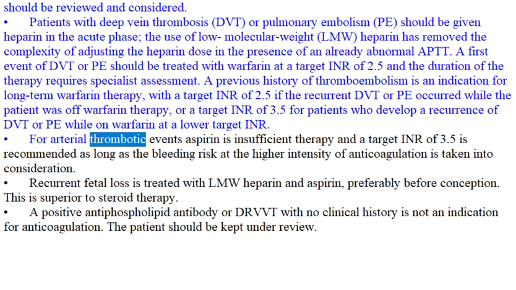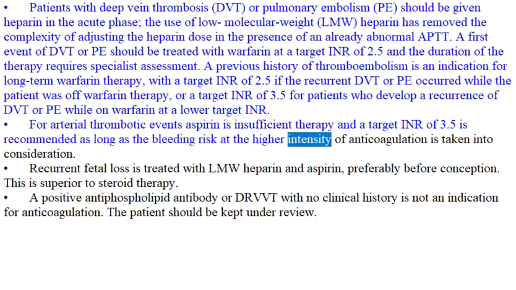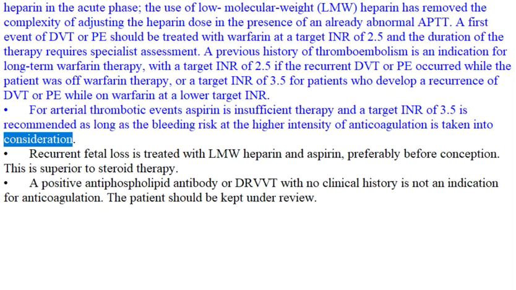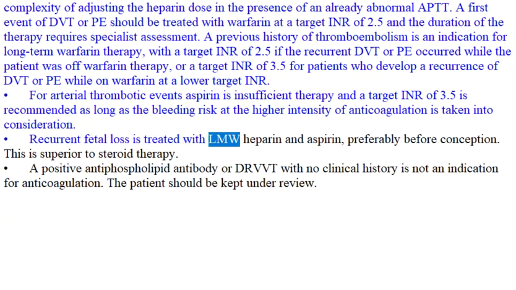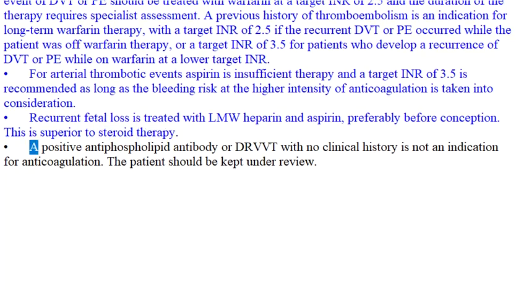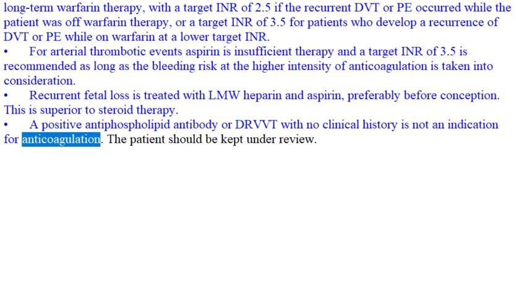For arterial thrombotic events, aspirin is insufficient therapy and a target INR of 3.5 is recommended as long as the bleeding risk at the higher intensity of anticoagulation is taken into consideration. Recurrent fetal loss is treated with LMW heparin and aspirin, preferably before conception. This is superior to steroid therapy. A positive antiphospholipid antibody or DRVVT with no clinical history is not an indication for anticoagulation. The patient should be kept under review.